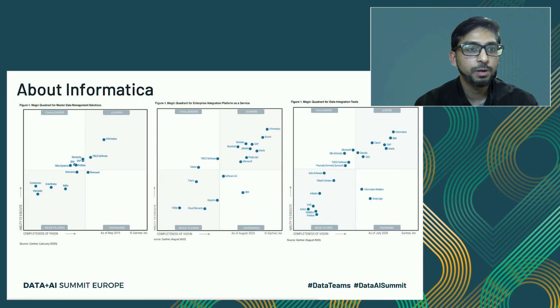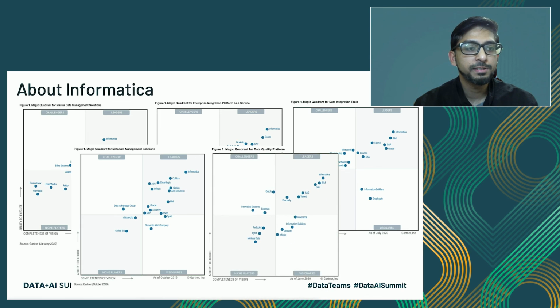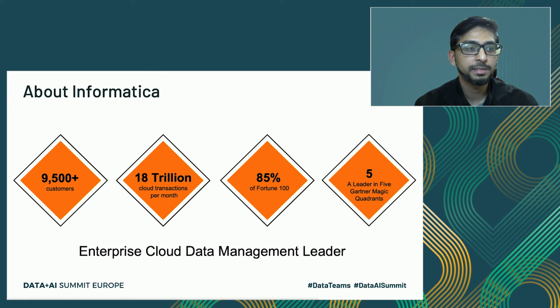A few points about Informatica. We are leaders in all the magic quadrants provided by Gartner, especially in the data integration and data management domain. We have 9,500 plus happy customers, and we are leaders in 5 of the magic quadrants as shown in the last slide. And most of the Fortune 100 companies are our customers. So if you have any data processing or data integration related use cases, please feel free to contact us.